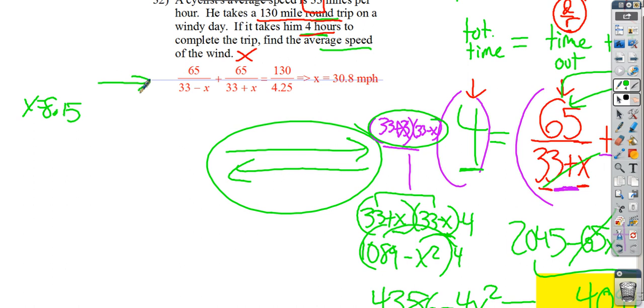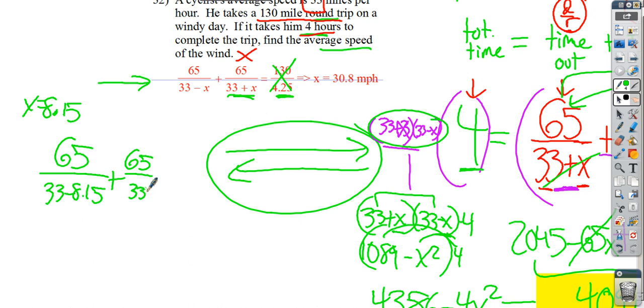And I'm just trying to see how they might have got 30 miles an hour. I don't think that can be right. Here's the problem. We're supposed to divide. That's supposed to just be 4 hours, right? They're doing distance divided by time, which is a rate. So that's not right. So this is definitely a typo. But here's how you can check it. Let's do 65 over (33 − 8.15) plus, and then same thing right here, 65 over (33 + 8.15).